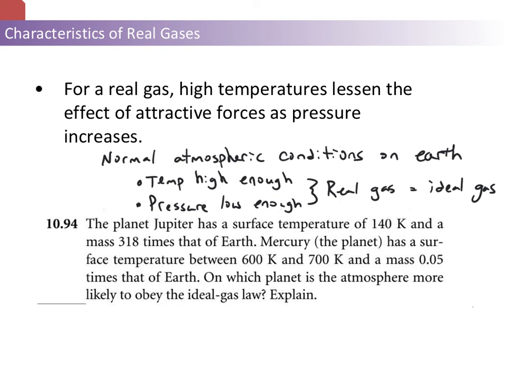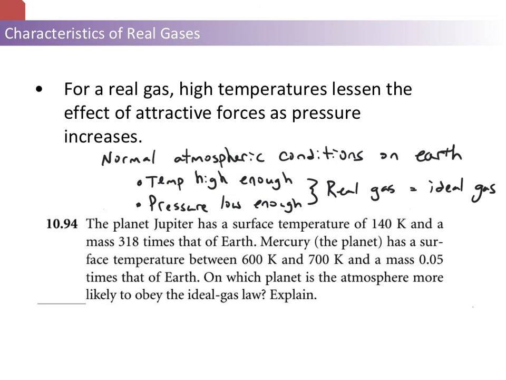But as soon as you start lowering the temperature colder than atmospheric temperatures or increasing the pressure higher than atmospheric pressure, then the real gas starts to behave not like the ideal gas. So in summary, real gases behave like the ideal gas at high temperatures and low pressures.